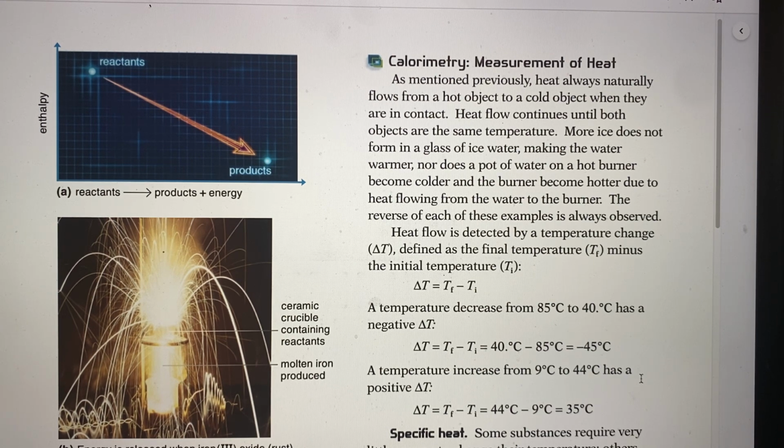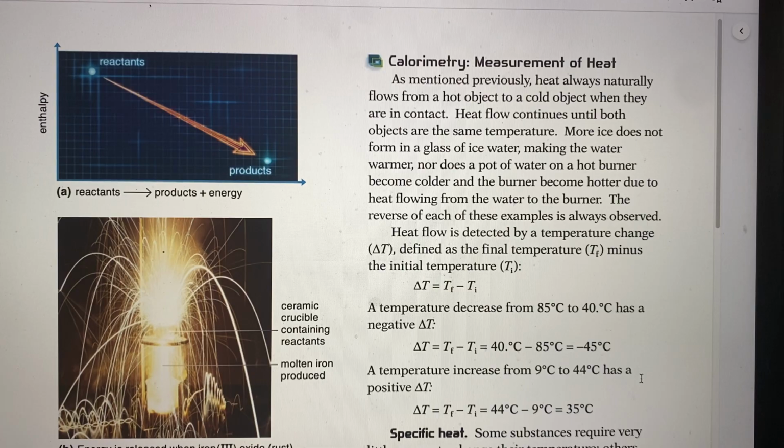So you'll have the initial temperature and the final temperature, and you subtract them, and you can see whether the temperature change is negative or positive. That's what it's describing here. Heat flow is detected by a temperature change. Here you have the temperature change, the final subtracted from the initial, and you'll see what the temperature changes. A temperature decrease has a negative ΔT, and an increase has a positive ΔT.